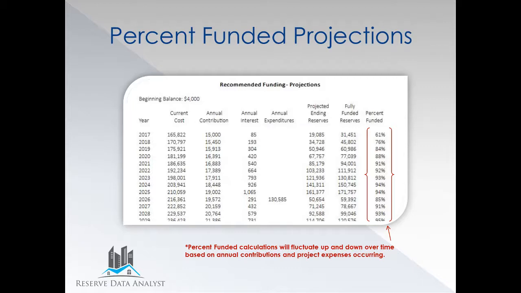So the percent funded figures will fluctuate up and down over time based on when these project expenses occur and the annual contribution to the reserve account, whether that's increasing or decreasing or staying stagnant. That's all going to have a significant impact on your percent funded figures, which are calculated each and every given year. It's important to remember that the percent funded calculation will fluctuate. That's normal for it to fluctuate up and down over a period of time.